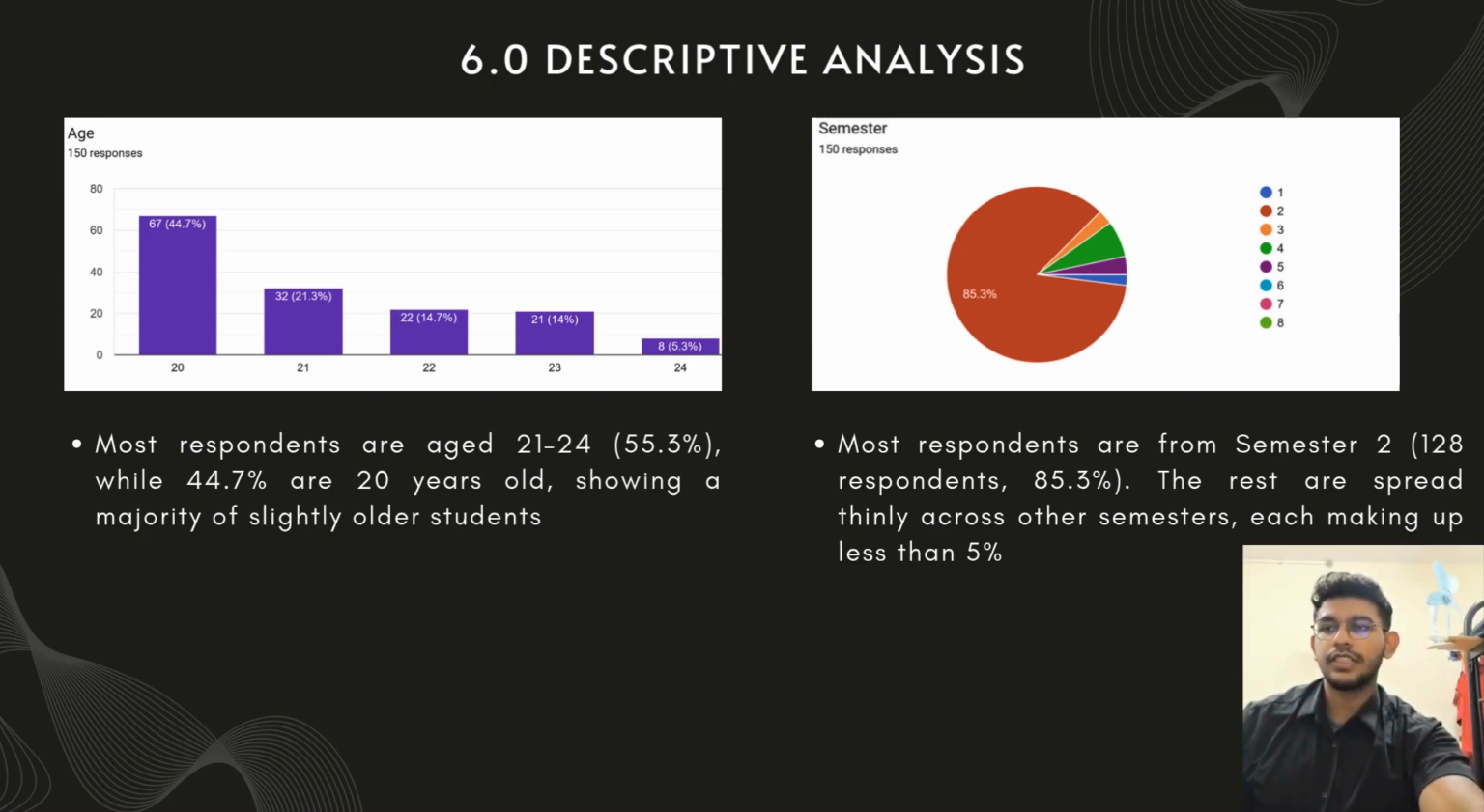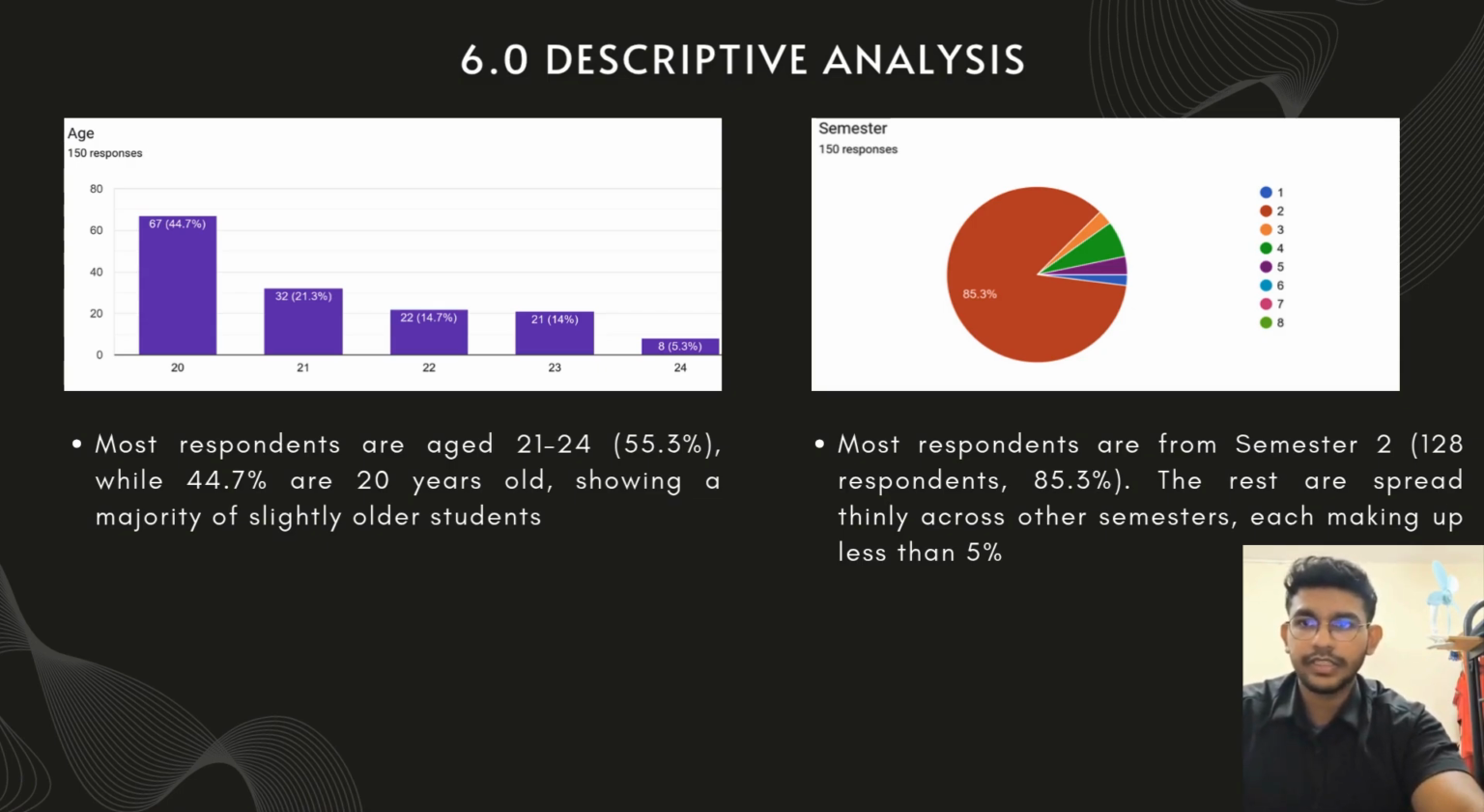So in this slide you can see the age of the respondents in this histogram. Most respondents are aged 21 to 24, all of them UPSI students, at 55.3%, while 44.7% are 20 years old. So it shows that the majority of the respondents are the older students.